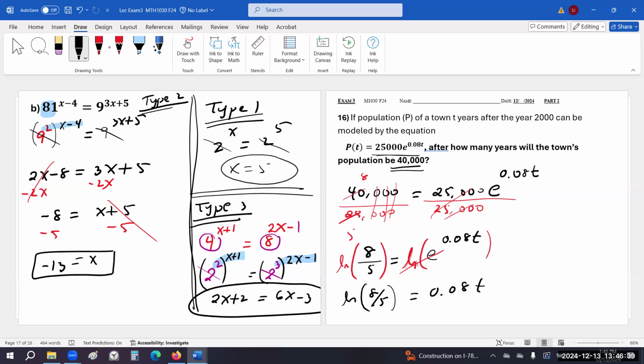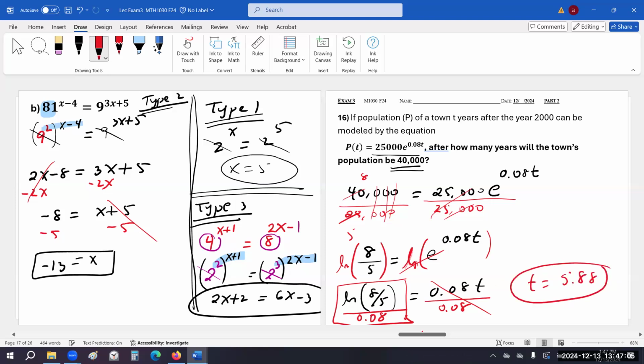So whatever we have here, that's our answer. And if I'm not wrong, it's 5.88, right? 5.88?